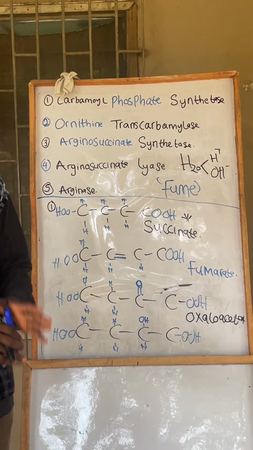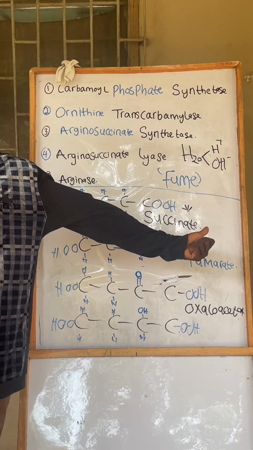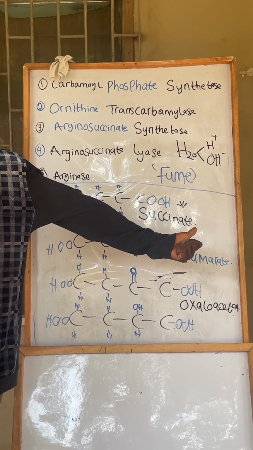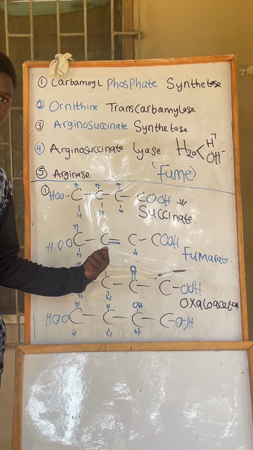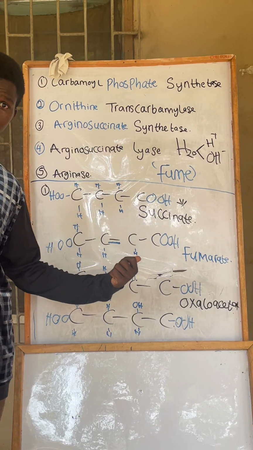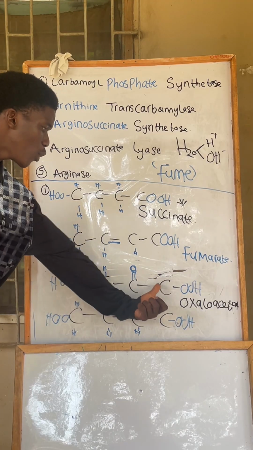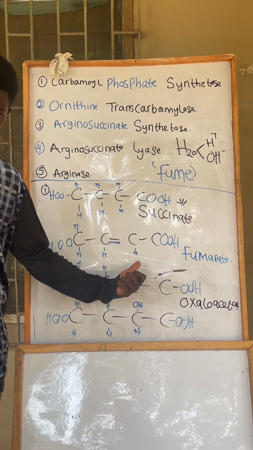Do you understand it? For the first guy, succinate, he does not have anything. So we call it succinate because he's gonna commit suicide because he doesn't have anything. The other guy, we call it fumarate because of the double bond. He doesn't have anything, but it has a what? A double bond. The double bond will cause what? Fume.